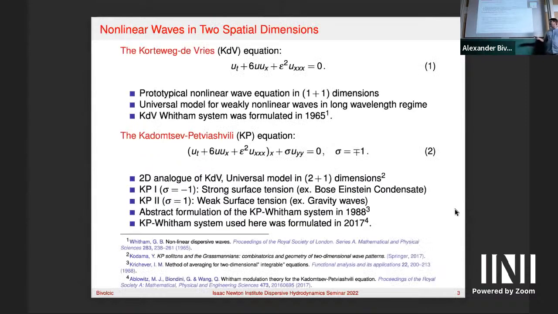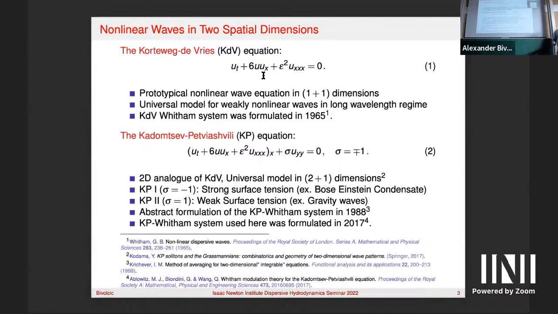So first up here, we have the KdV equation up at the top. I'll try to be pretty good for the people watching online. But this is a 1 + 1 dimensional prototypical nonlinear wave equation. It's a universal model. Its Whitham system was the first Whitham system back in '65, so it's been around for quite a while. Plenty of people have done work on it.